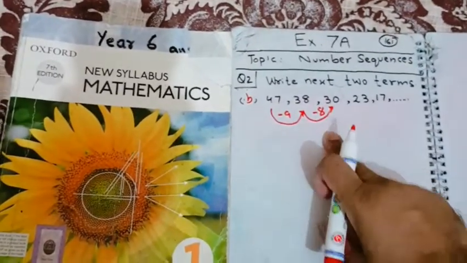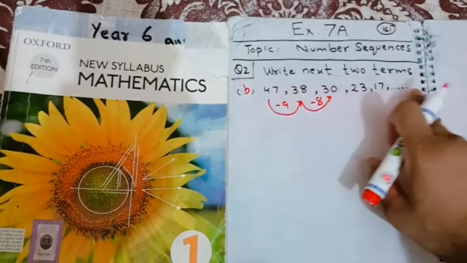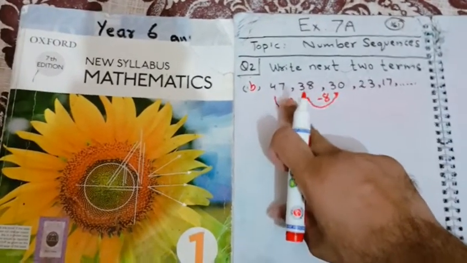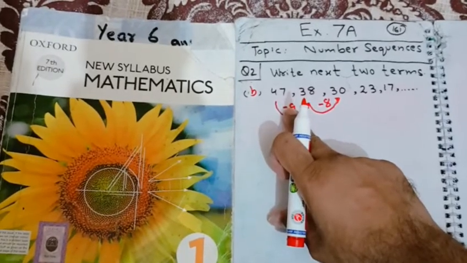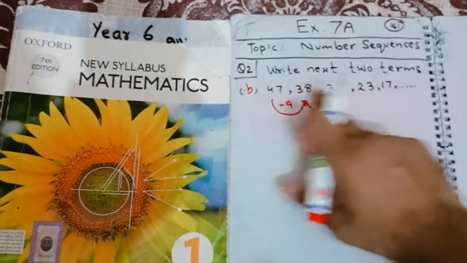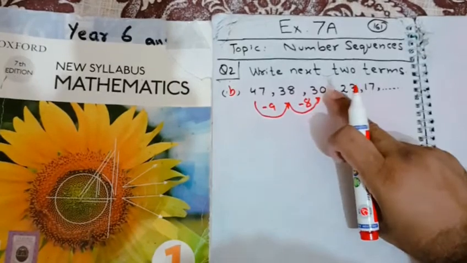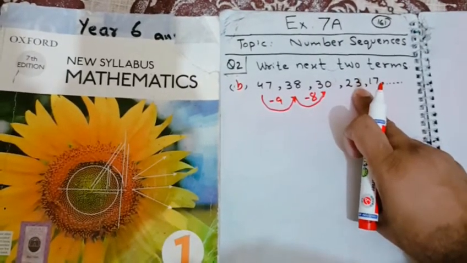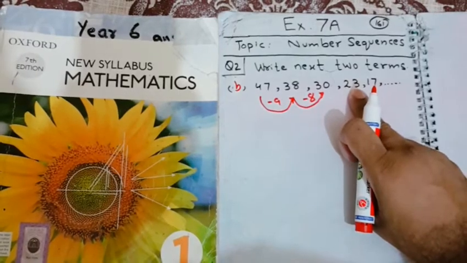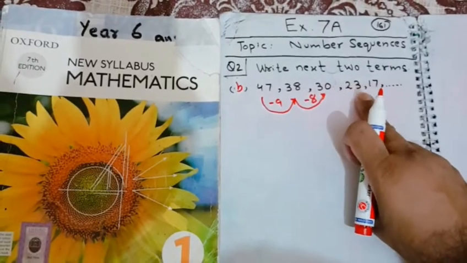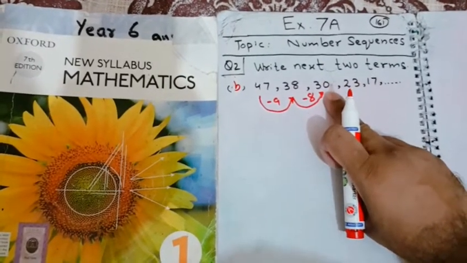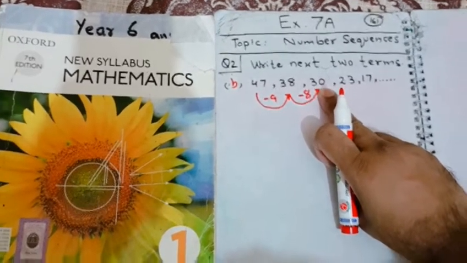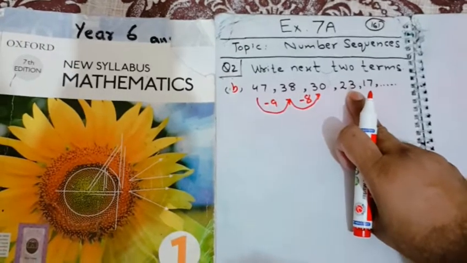So in this question, there was a kind of decrease between numbers. We noticed the decrease and we started writing the negative sign in place of the gaps between the numbers. Now let's see what the gap is between 30 and 23. We know that 23 is less than 30, 7 short of 30. So something got subtracted from 30, and that's why we got 23.